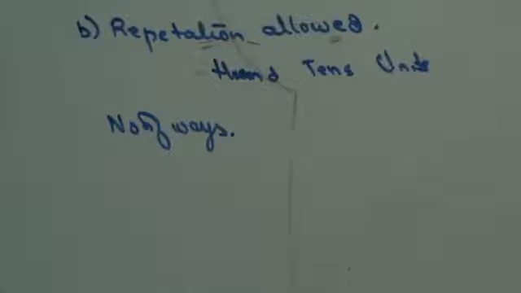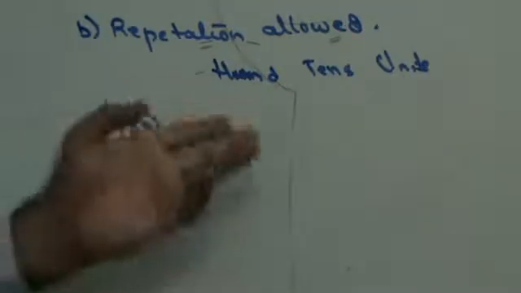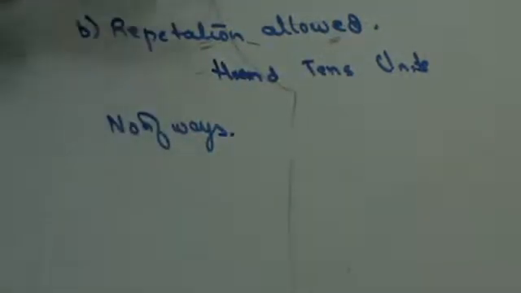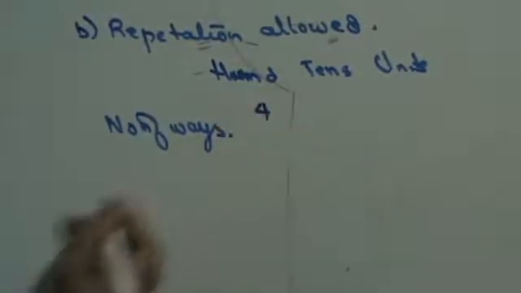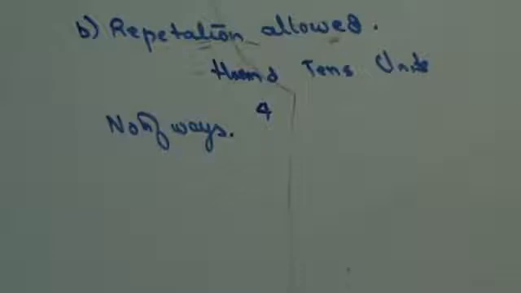If I want to use the digits 0, 3, 5, 7, 9, I cannot use 0 in the hundreds place. Why? Because then it will become a 2-digit number. So how many alternatives are there with me? 4. I can use any one of the digits 3, 5, 7 or 9. There are 4 alternatives in which I can fill the hundreds place.